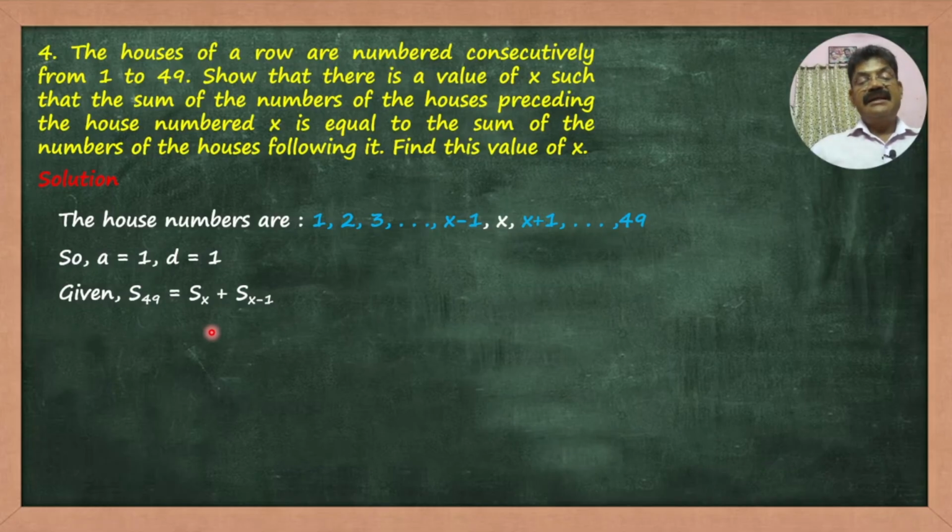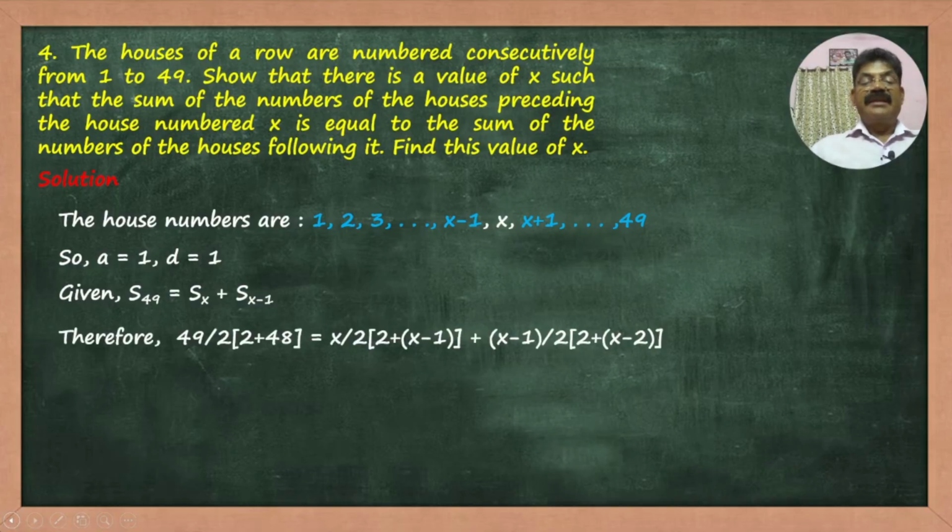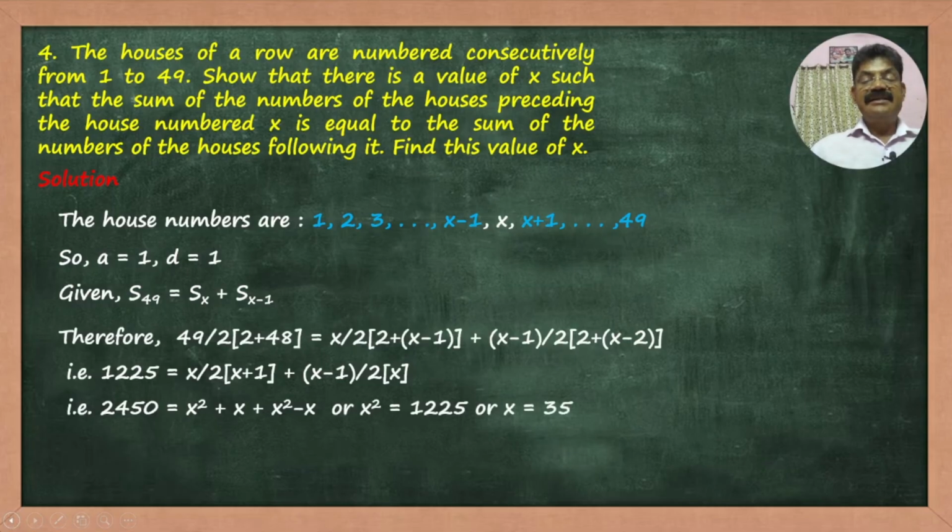You understand this carefully. Total sum is S49. So S49 equal to Sx. Up to this, it is Sx. Sx minus 1. Actually, we have to add this, but it is same as Sx minus 1. Therefore, S49 is equal to Sx plus Sx minus 1. That's all. Now you can substitute the formula and the values. You will get the value of x. X is equal to 35. So that is the answer. Okay.